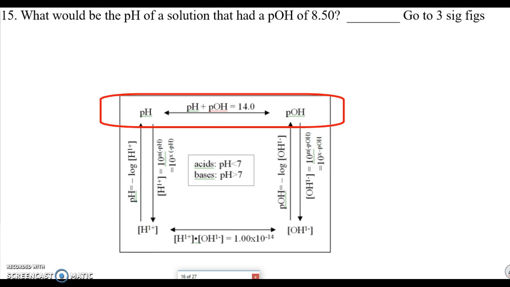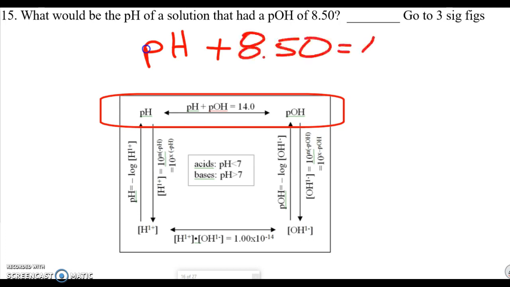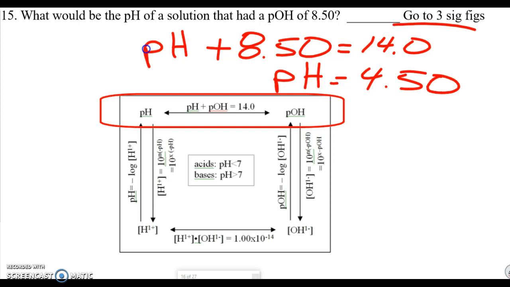What would be the pH of a solution at a pOH of 8.5? You should definitely try to solve this problem, folks. pH plus 8.50 equals 14.0. So I do the math on that, and I get my pH to equal 4.5. That would be with the correct sig figs. I know it says to go to 3 sig figs. Then we go there, but really the answer should be 4.5.